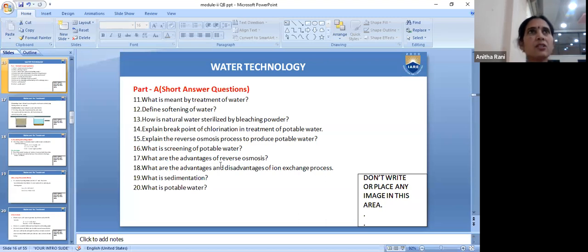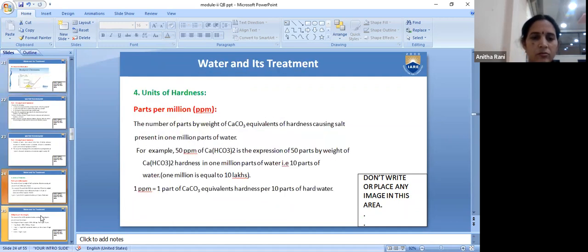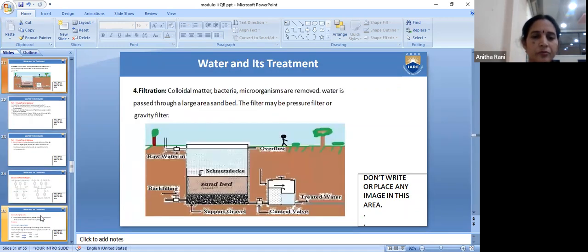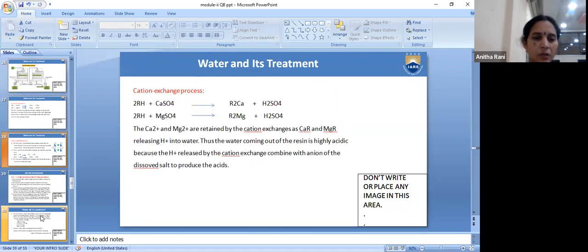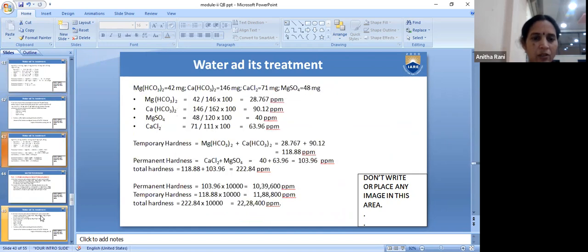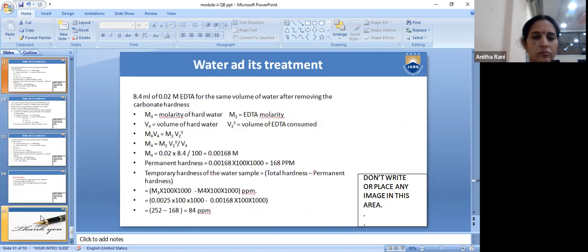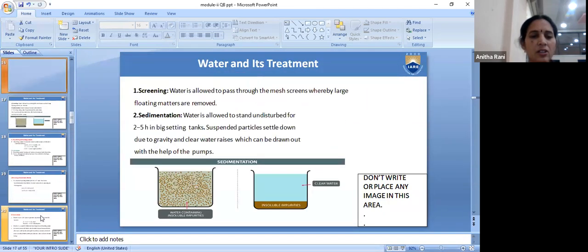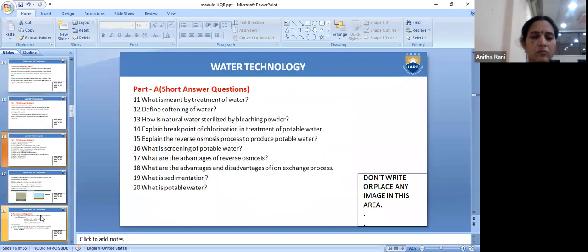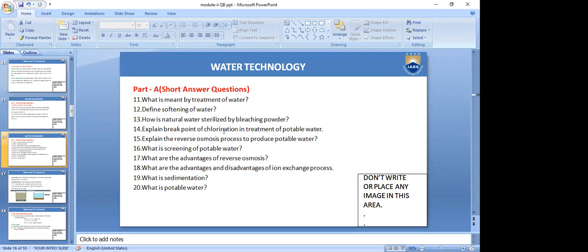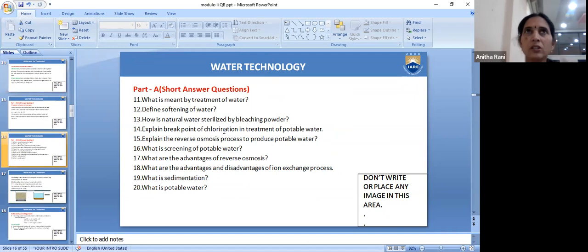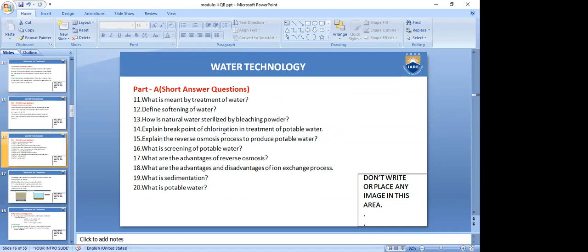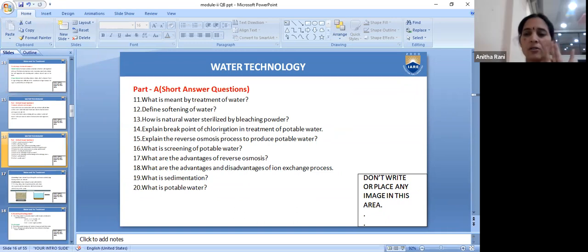What are the advantages of reverse osmosis? I think I didn't give them, no problem. So what are the advantages? First advantage: we can remove all the salts completely. The semi-permeable membrane allows only solvent, not solute particles.